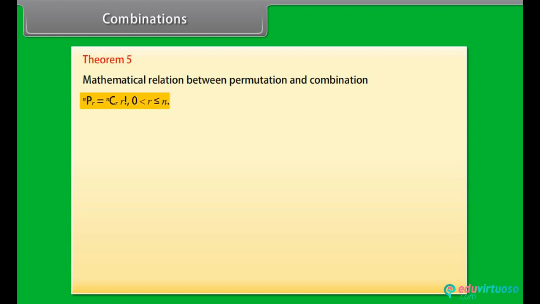nPr is equal to nCr into r factorial, where 0 is less than r, r is less than or equal to n. Important results. 1. If r is equal to n, nCn is equal to 1. 2. If r is equal to 0, nC0 is equal to 1.